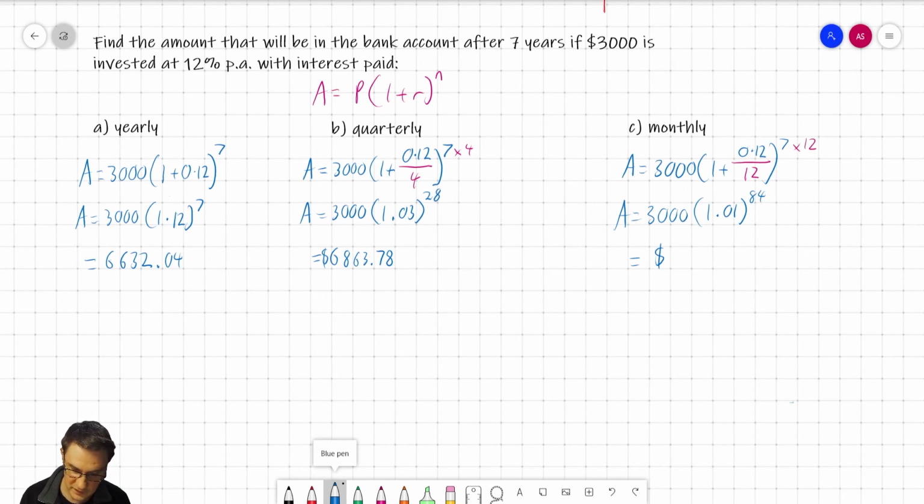So as we work this one out now, what we end up with is $6,920.17. And you can see how there's that extra interest which is earned on top of this as well, showing the benefits of having your interest calculated on a more regular basis than just occasionally like it is in the yearly one.